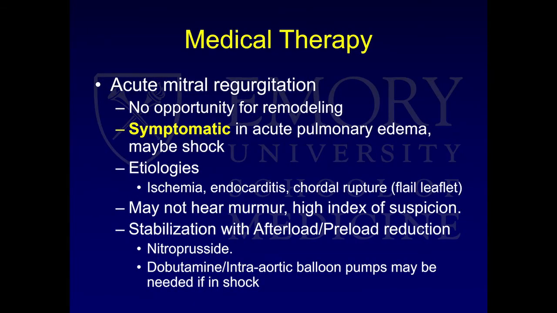In acute mitral regurgitation, there are some medical interventions that we might need to do. There's no opportunity in this situation for remodeling of the LV, so people become very symptomatic. They're usually in distress. They could be in shock or acute pulmonary edema. This most commonly happens with etiologies such as ischemia, like around the time of an infarct, endocarditis, or a flail leaflet with myxomatous disease.